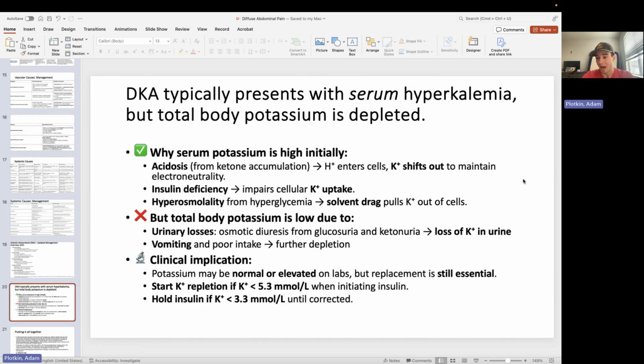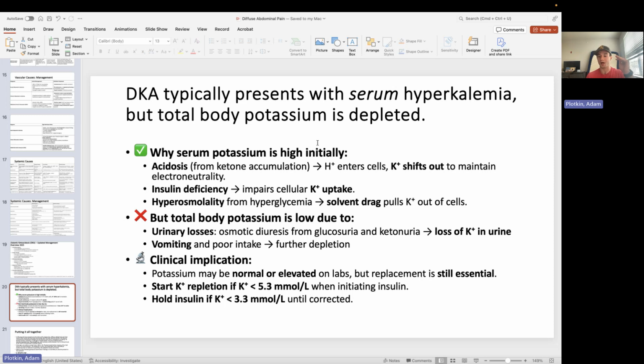A commonly tested topic is DKA typically presents with a serum potassium that's elevated, but their total body potassium is depleted. So let's talk about why. Serum potassium is high initially because the acidosis from this ketone accumulation causes the H+ to enter the cells and the potassium to shift out of the cells to maintain electrical neutrality. I talk about how this happens in my pulseless electrical activity lecture. But again, when we're in an acidotic state, your cells are like, yo, this is abnormal. We're going to drive the H+ into cells to lower that acidotic state.